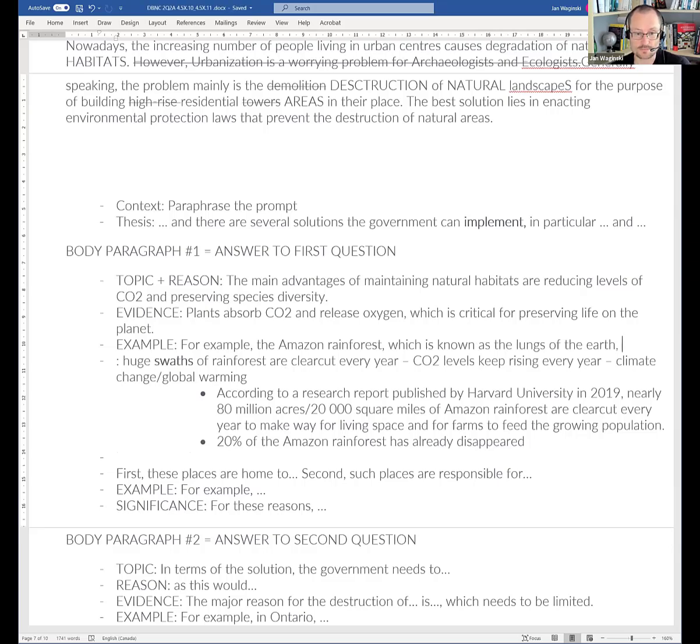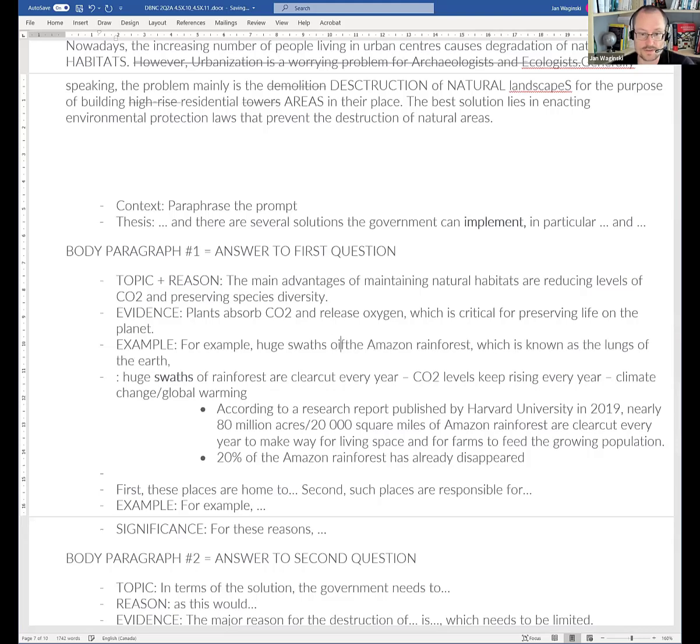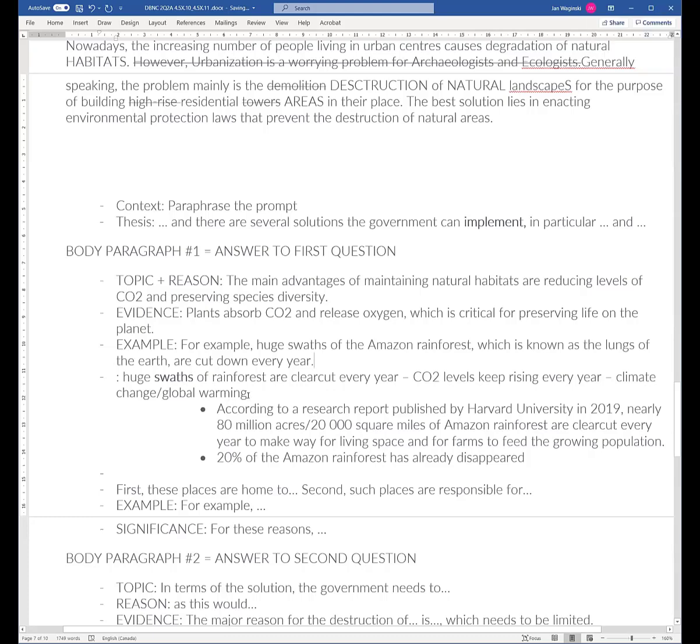What happens there? Huge swaths of the Amazon rainforest are cut down every year, right? There's no "cut it", it's just "cut". Three versions. Cut, yes. Are cut down every year. But what are the consequences of this? What has it led to? CO2 levels keep rising every year.